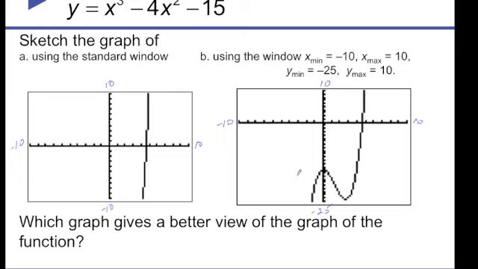They ask which graph gives a better view of the graph of the function. And I would say that the second window does, because this graph has two turning points and we can see them both here. On the first graph, we can only see where it crosses the x-axis. We don't have where it crosses the y-axis. So the second one is the better window. And sometimes you will have to experiment and just change the windows to see what gives you the best view.